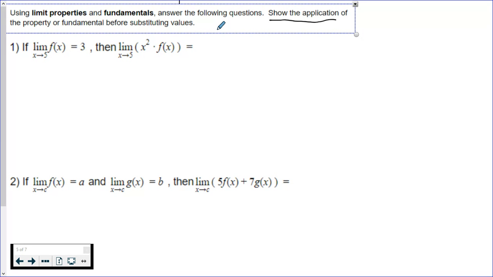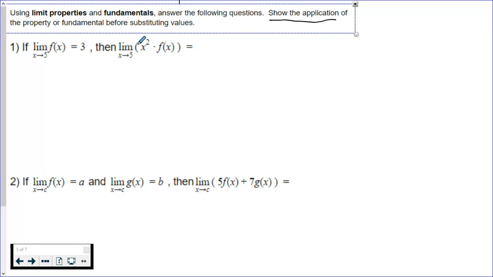So I don't just want to see numbers chucked in, a page full of numbers and arithmetic. I actually want to see you rewrite expressions, equivalent expressions using these limit properties. So let's take a look. This says if the limit of f of x as x goes to 5 is 3, so that's just a given, then the limit of x squared times f of x as x goes to 5 equals.